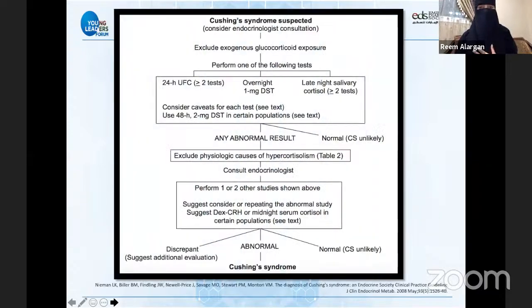So this is the Endocrine Society guideline to evaluate a patient with suspected Cushing. They recommend to first perform any of these three tests: 24-hour urinary free cortisol, overnight dexamethasone suppression test, or late night salivary cortisol. And then if any of them is abnormal, you either repeat the same test or you do another test. So you need at least two tests positive to make sure that the patient has underlying Cushing syndrome.